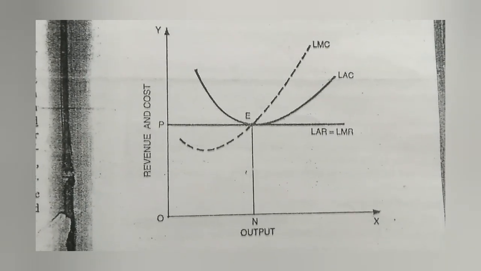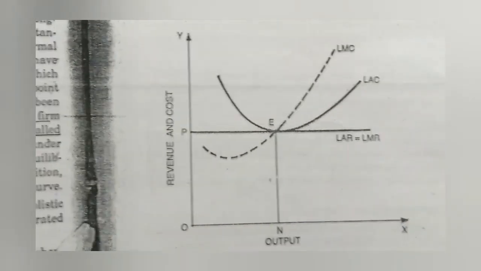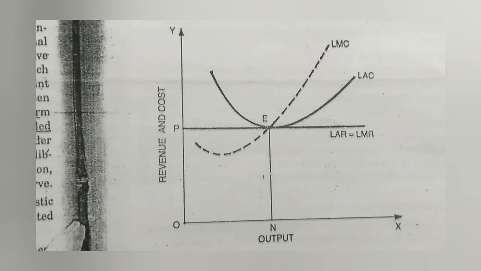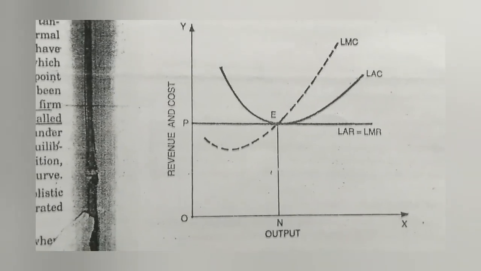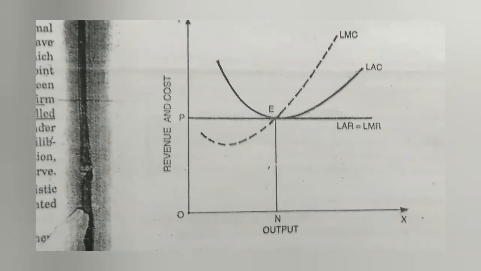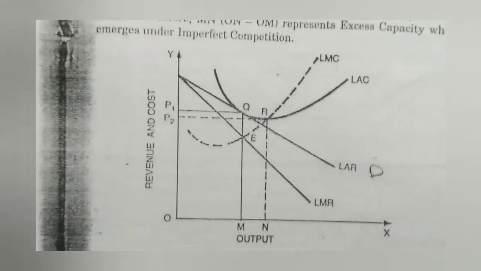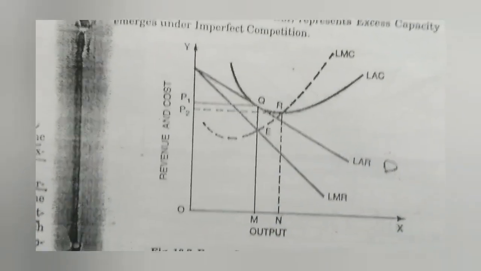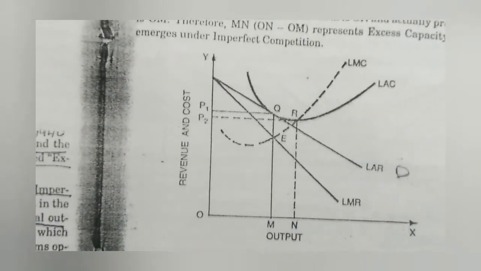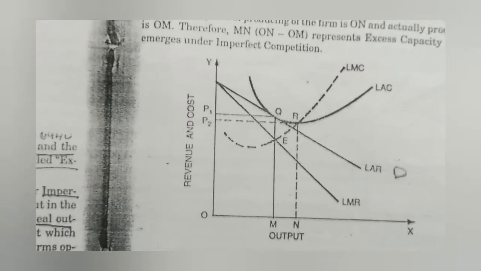This represents the socially ideal output, and hence excess capacity does not arise in perfect competition. It will arise only in imperfect competition, like monopolistic competition. This is the excess capacity of the firm. This diagram explains the excess capacity under monopolistic competition.